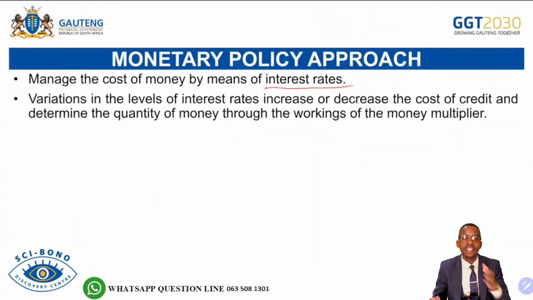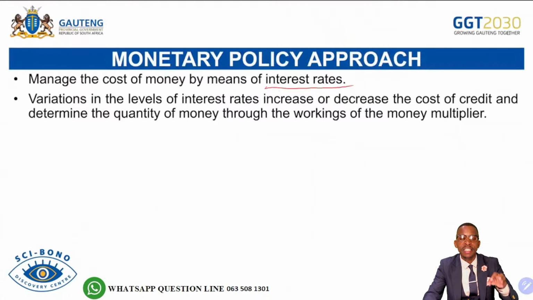It is charged interest that is known as the repo rate, or repurchase rate, or the lending rate, that is payable by those commercial banks that are borrowing money from the central bank. Variations in the levels of interest rate increase or decrease the cost of credit and determine the quantity of money through the workings of the money multiplier.